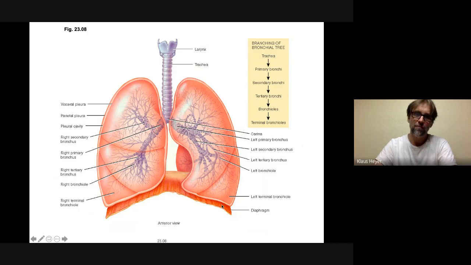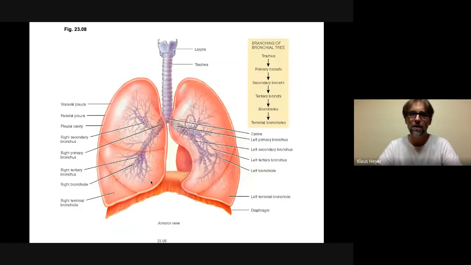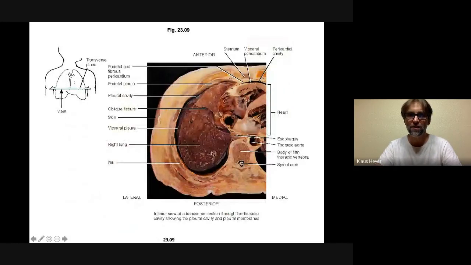Notice the diaphragm right here underneath the lungs. So that's going to be very important when we talk about physiology, respiratory physiology. I have no idea why I included this slide here. Maybe it's to show you the pleura.